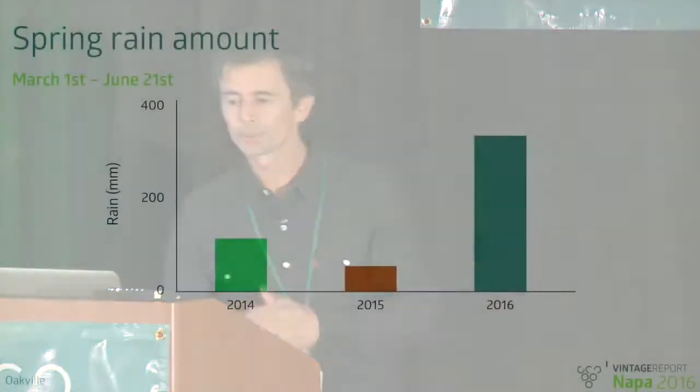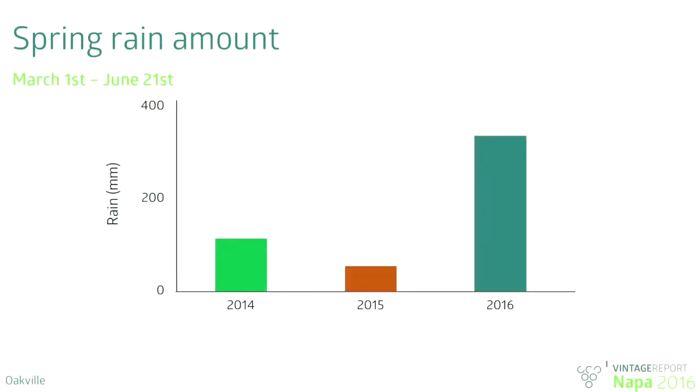If we look at the spring rain amount, as I was saying earlier, not only did we start the season with the root reservoir full of water, but on top of that, during this critical period of quick leaf area development rate, we had a very high extra supply of water. So what does that mean? It means that probably the speed at which shoots should have elongated in 2016 will be fast.